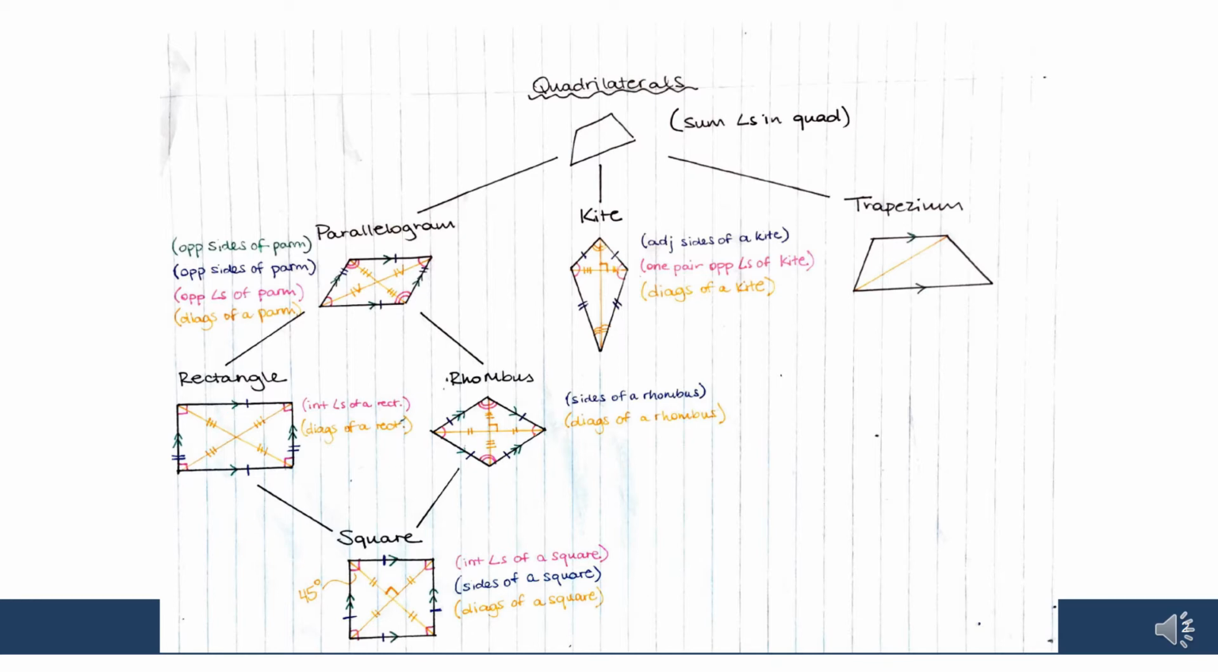especially the parallelogram family. So the parallelogram family, if you know the properties of the shape above, so the parallelogram gives all of its properties to the rectangle, all of its properties to the rhombus, and then those in turn give all their properties to the square. So if this is sort of ingrained in your memory, it will help you very, very much in doing this exercise.